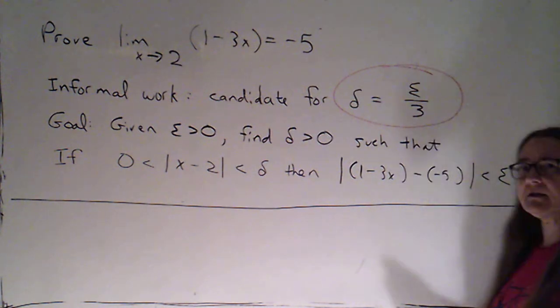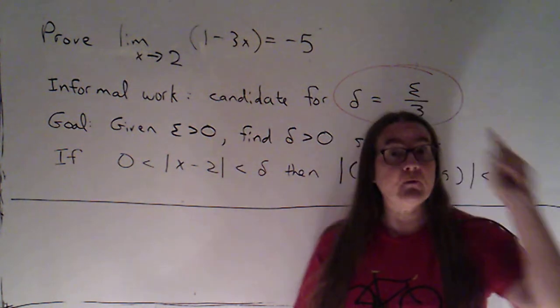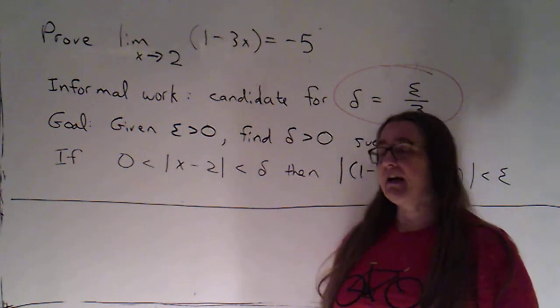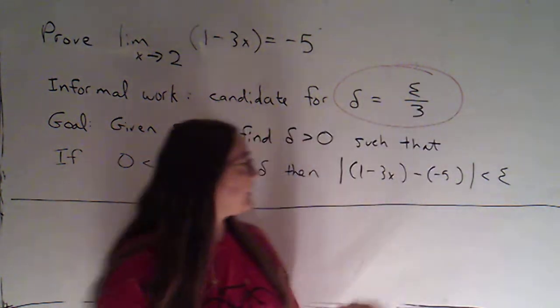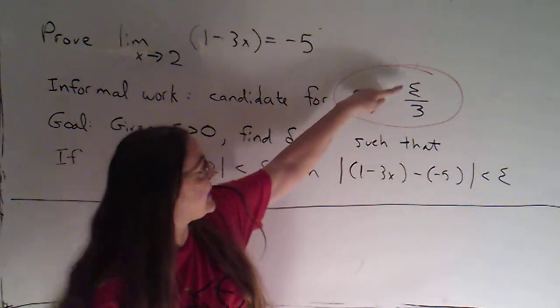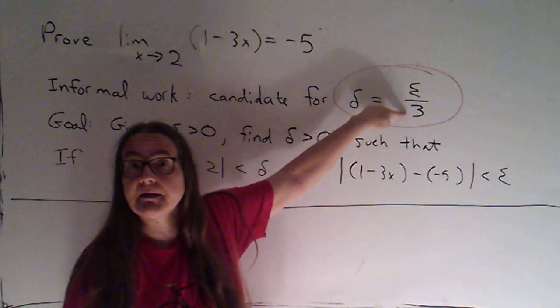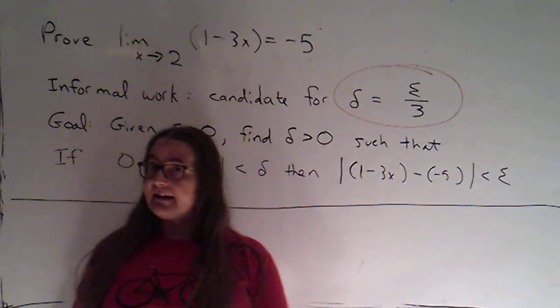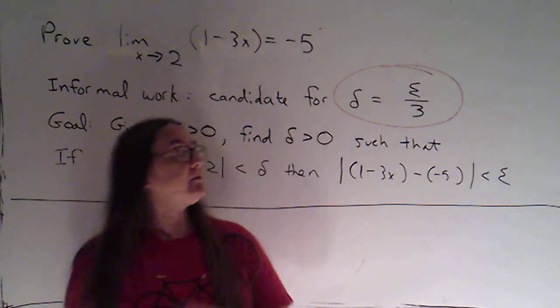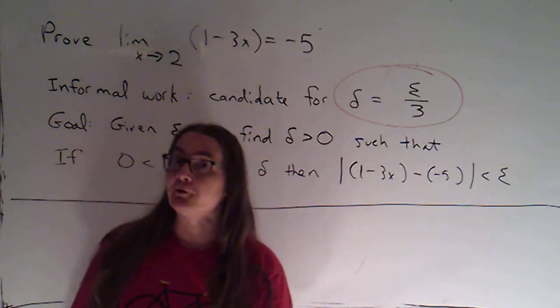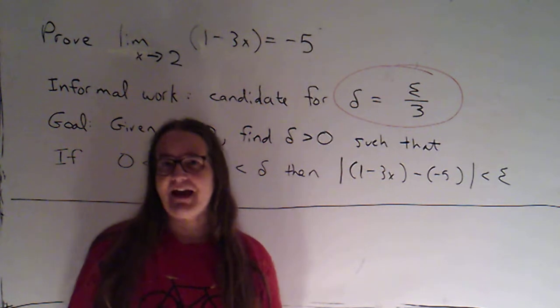So what that means is if somebody said, I bet you can't get within 1 unit of negative 5, we would say, oh yeah? Well, our delta is going to be 1/3. We would take the epsilon that we're given and just divide by 3. If they said, I bet you can't get within 1/10, we would say, let's let delta be 1/30. We would take 1/3 of that.